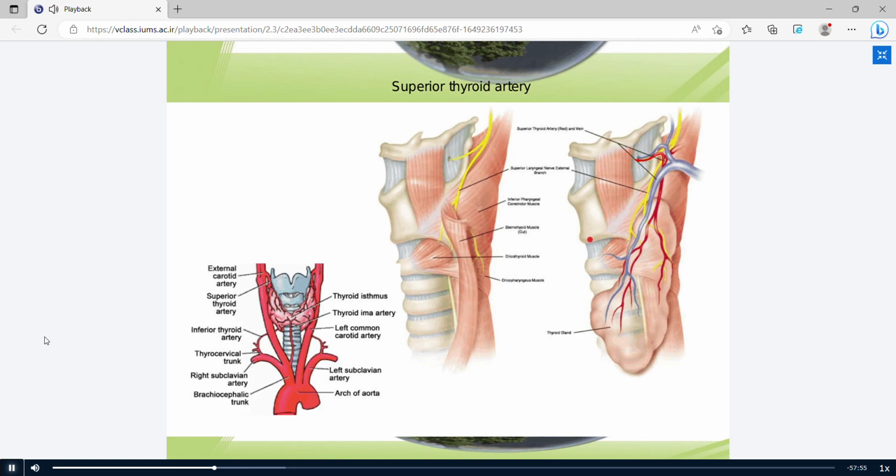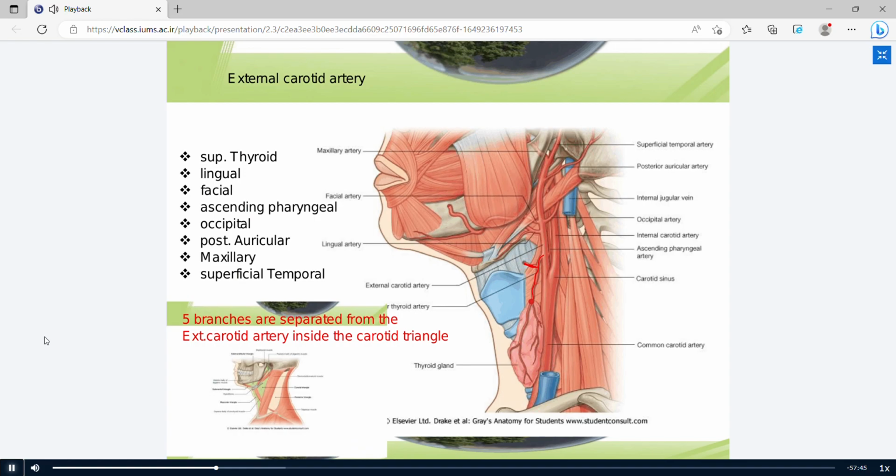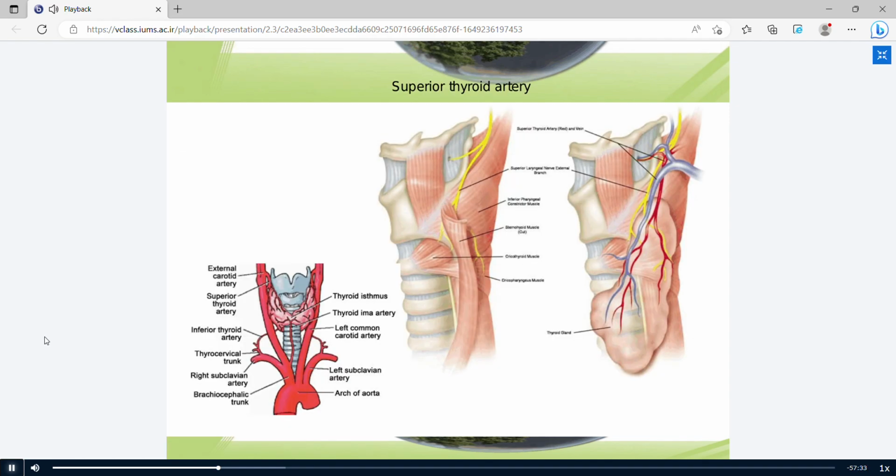The superior thyroid artery has another smaller branch, the infrahyoid branch. The infrahyoid branch supplies the infrahyoid muscles such as sternohyoid, sternothyroid, omohyoid, and thyrohyoid muscles.